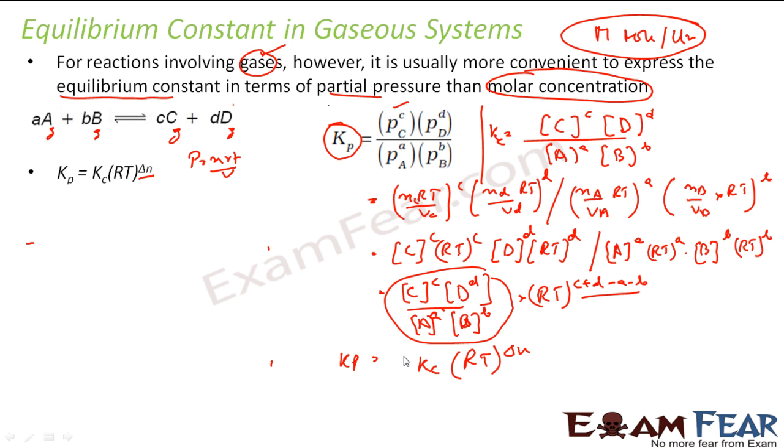Correct? Easy to understand? So Kp is a very critical equation. Kp is equal to Kc RT to the power delta n.